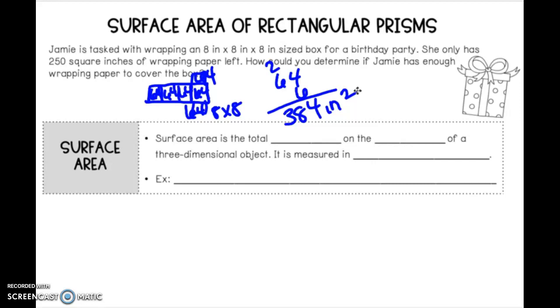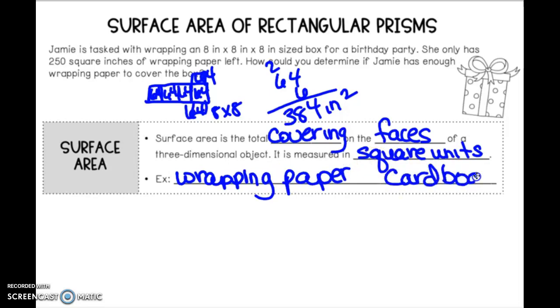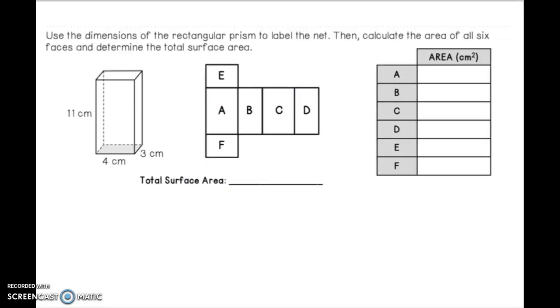So surface area is the total covering on the faces of a three-dimensional object. It is measured in square units. Square units. So for example, wrapping paper. You can also talk about cardboard for a box. It could be shingles for a roof. It could be siding for a house. Surface area is very useful for many things.